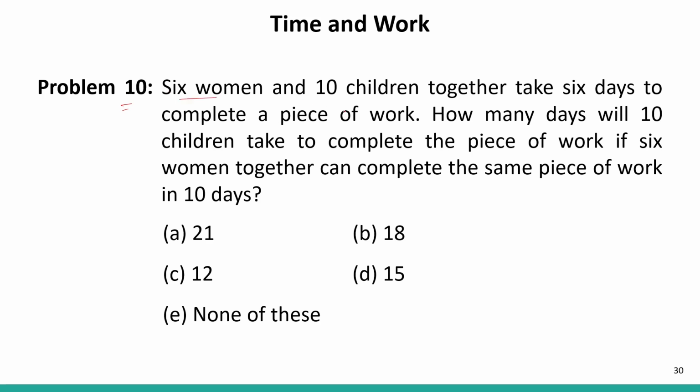So 6 women and 10 children together take 6 days to complete a piece of work. And how many days will 10 children take to complete the piece of work if 6 women together can complete the same piece of work in 10 days? Okay, is it 21, 18, 12 or 15 or none of these? Let's go forward and see.